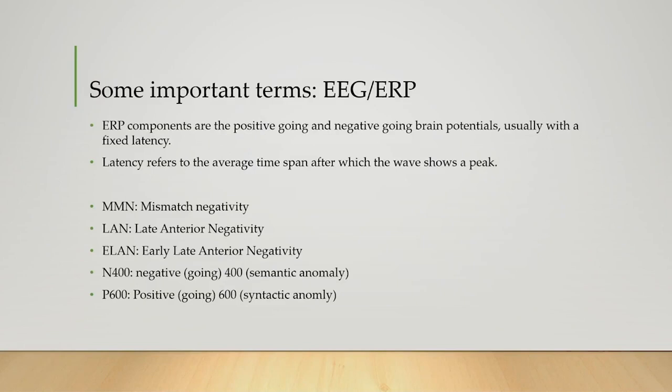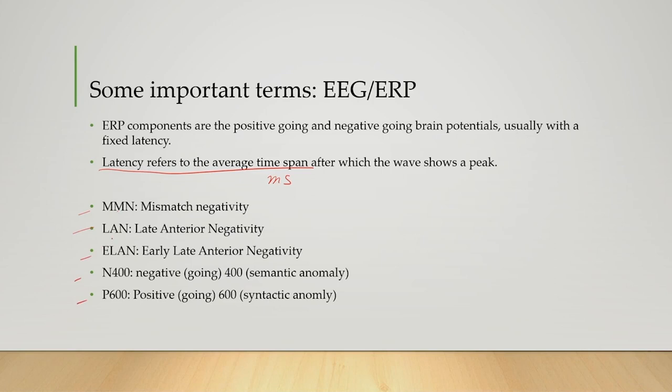Before we move on, let's just learn the names of these. These are the most commonly utilized ERP components. As we have seen already, ERP components are the positive going and negative going brain potentials, usually with a fixed latency. Now, latency here refers to the average time span in milliseconds after which the wave shows a peak. So, P600, as I said, is at 600 milliseconds. It is the positive going wave. N400 on the other hand is a negative going wave. So, these are some of the important ERP components that are typically used.